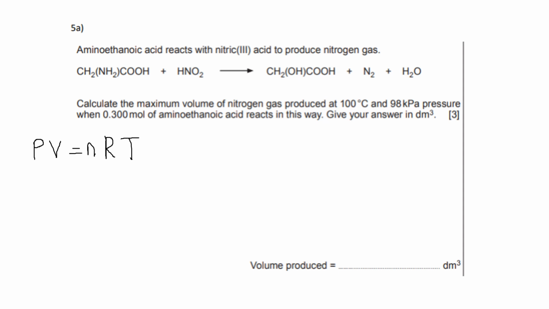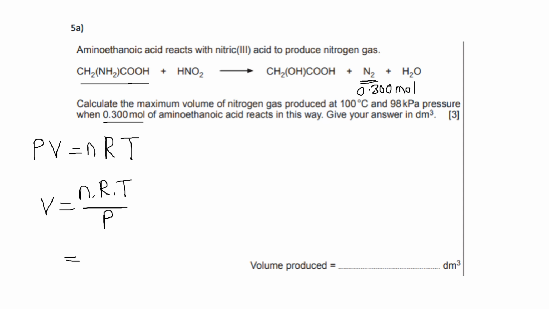Now it tells you that there are 0.3 moles of aminoethanoic acid, which is this one here, which means that the moles of the nitrogen must also be 0.3 moles because they're in a 1-to-1 ratio. And the aim is to calculate the volume. So the first thing I'm going to do is rearrange this equation. So I'm going to say that V equals nRT over P.